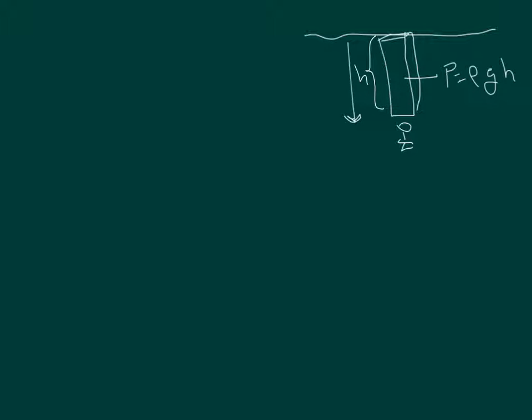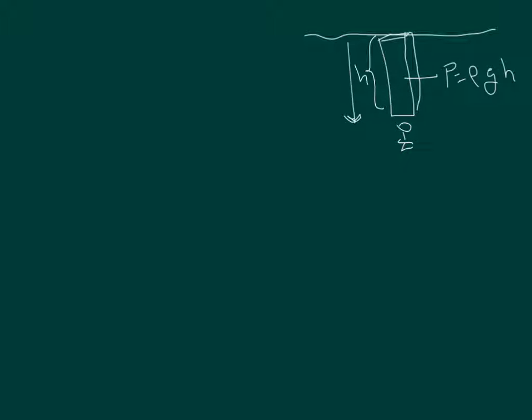So, if we were below the surface of some water, we have the water sitting on top of us. And it exerts a pressure of rho times g times the height. Where rho is the density of the fluid, g is the acceleration due to gravity, 9.8 meters per second squared, and h is the height of the water, which in most cases we would call the depth of the water. It's the height of the column above the point we are analyzing.